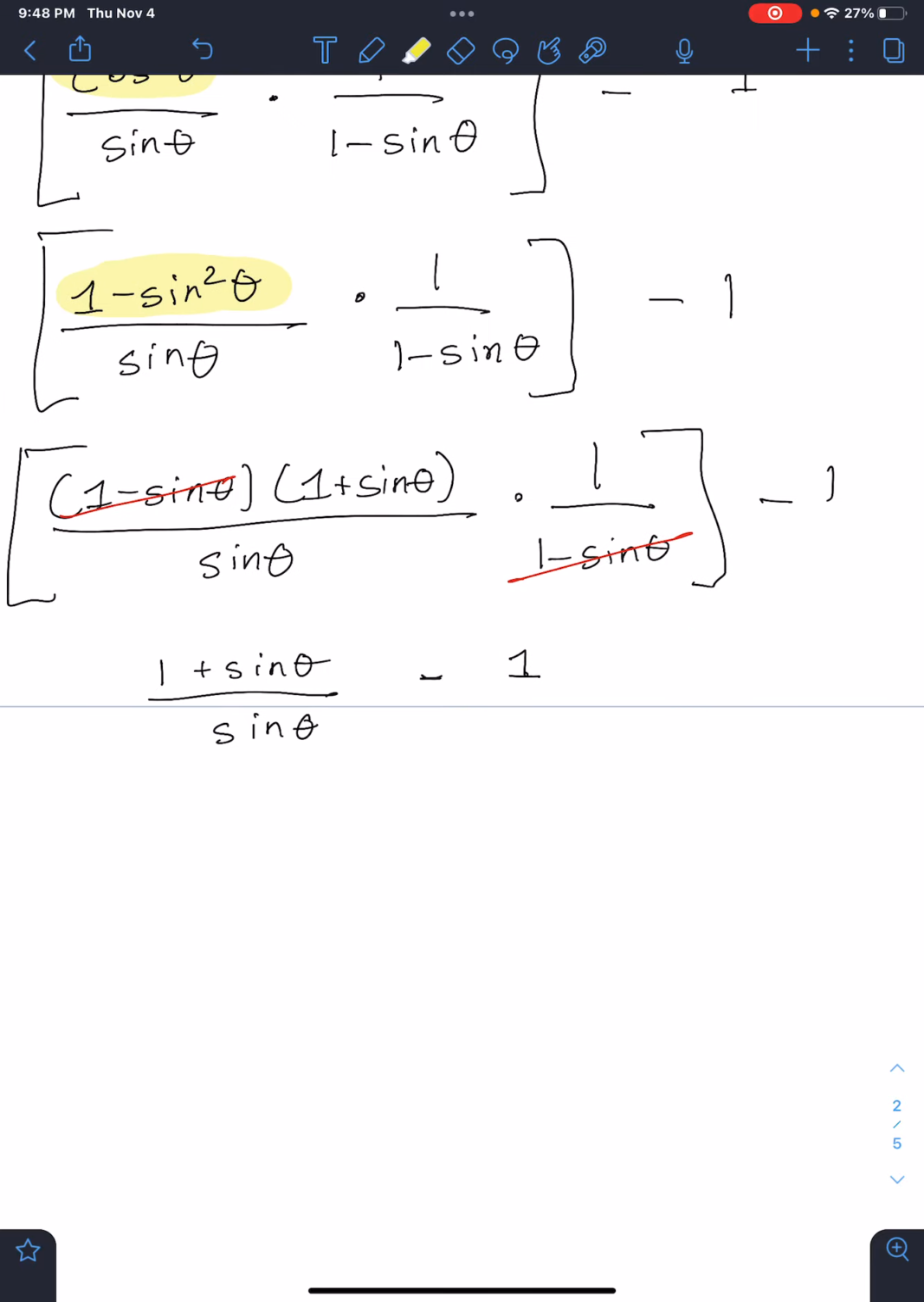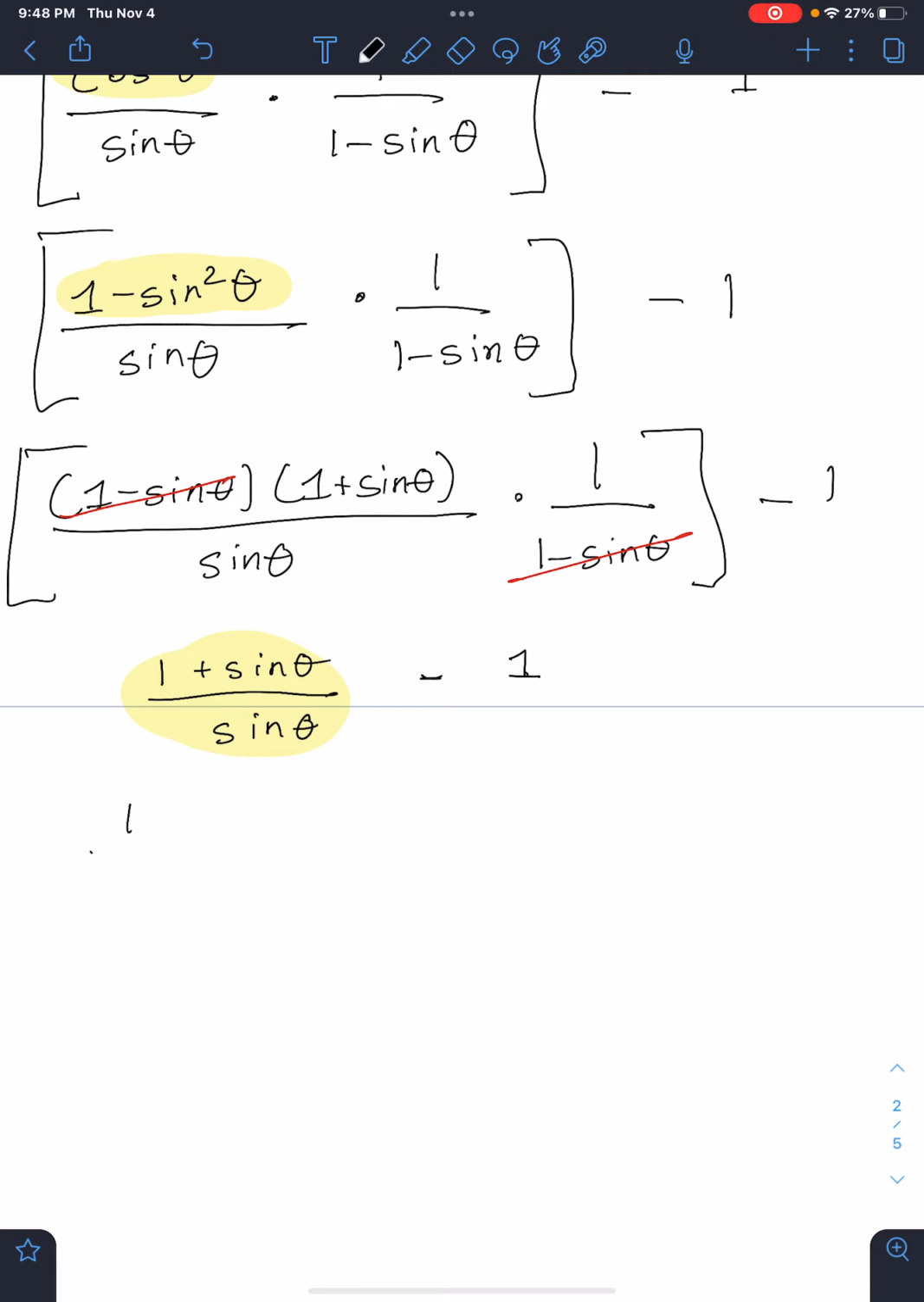So I see this right now, and something beautiful is about to happen. Whenever you're adding two terms in the numerator and you're dividing it by a denominator, you can always split it up as 1 over sine of theta plus sine of theta over sine of theta. And then we still have the minus 1.